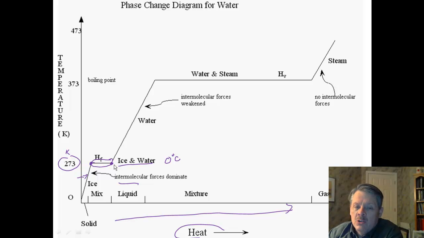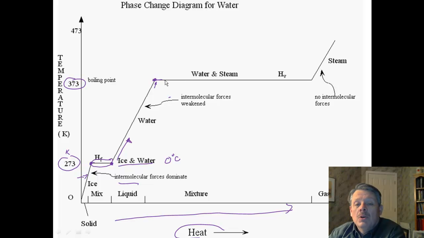But eventually, all the ice melts, and when you get here, all the ice has melted, and you start going up here because you have water. And now what you have is a glass of water, and you're heating that water up, and heating that water up, and eventually the water gets to be 100 degrees Celsius, or 373 Kelvin, and the water starts to boil.